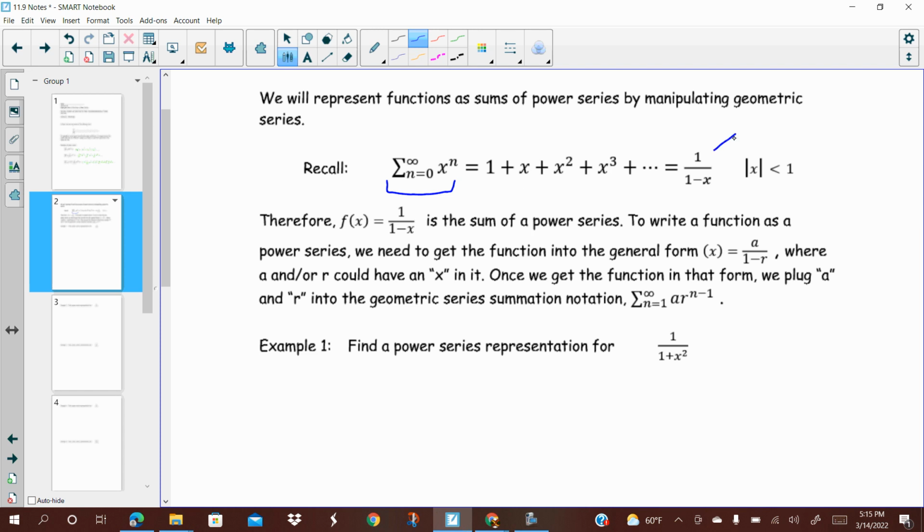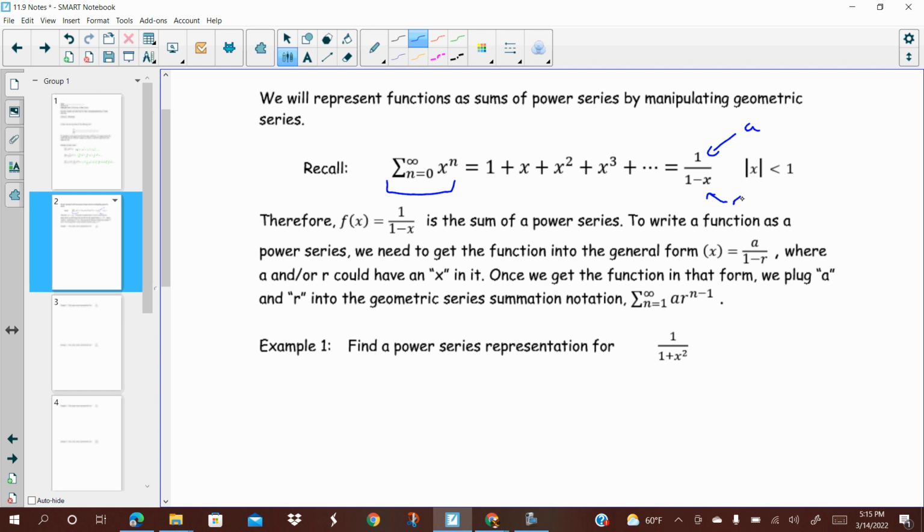Well, a is your first term. There's a. 1 minus r, well, again, x is your common ratio here. So this is going to be convergent as long as the absolute value of x is less than 1. That was the idea for the geometric series, for a convergent series, to have a sum. So therefore, the function f of x equals 1 over 1 minus x is the sum of a power series.